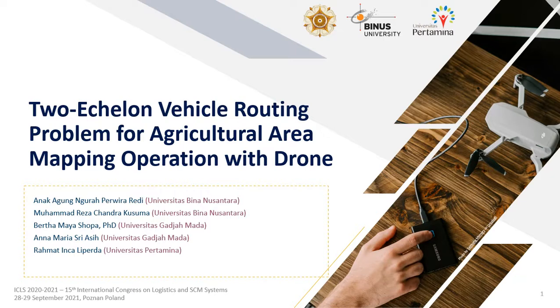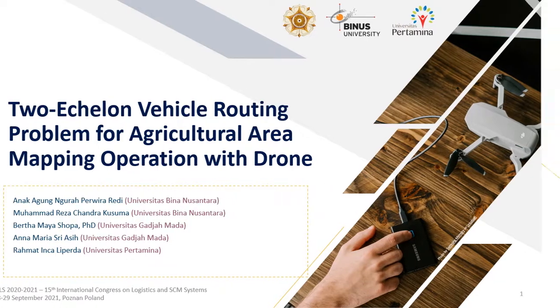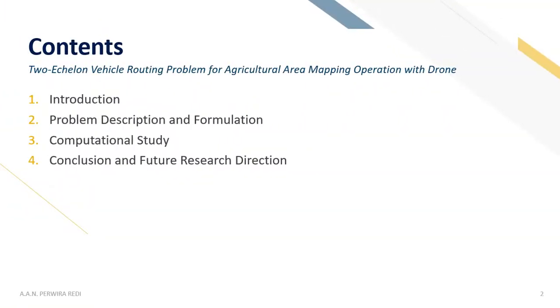So the title of today's presentation is Two-Echelon VRP for agricultural area mapping operations, and we are applying it with the consideration of doing this operation using drones. Today's presentation is divided into four sections, like we used to put in the paper: introduction, problem description, computational study, and conclusion and future research direction.